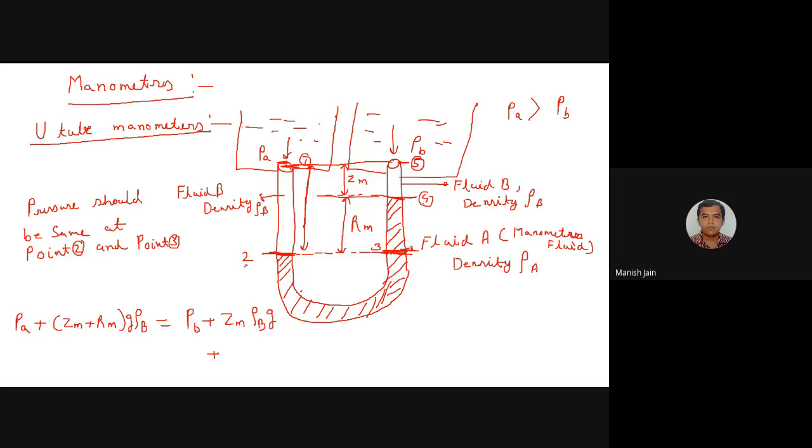So now the pressure due to the fluid A which has the height Rm, this height from 3 to 4, the height here is Rm, multiplied by rho A multiplied by G. Okay, so this is your equation number 1. Here you have done the force balance.